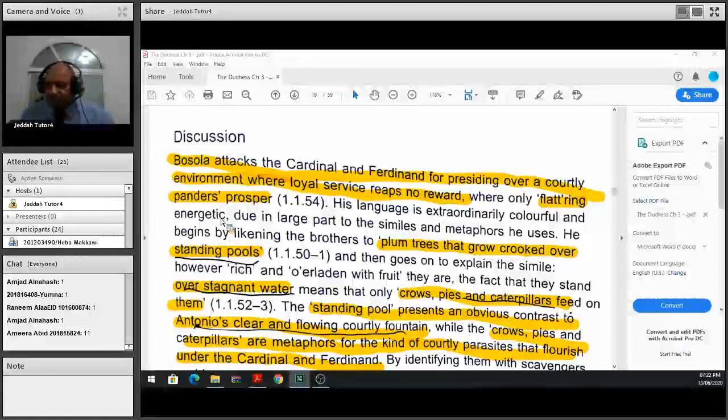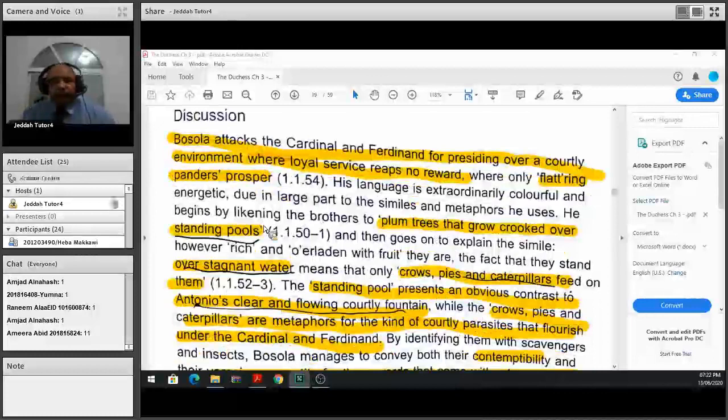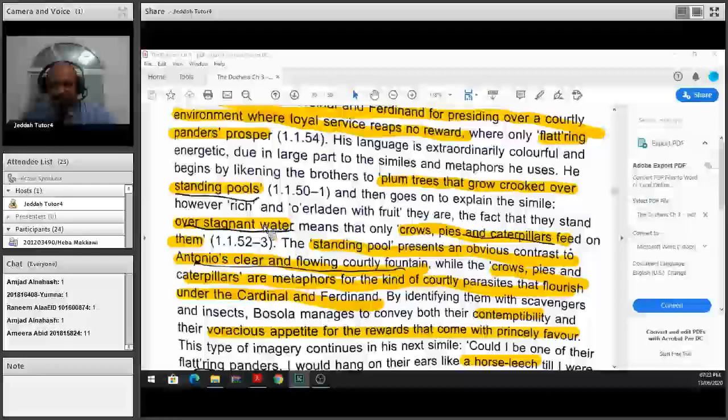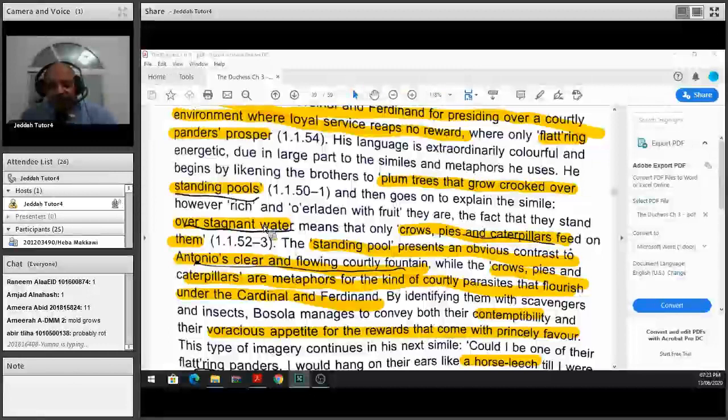And he would compare what they are doing to plum trees. You can have plum trees, which is obviously a good thing. These are trees after all, but somehow those plum trees grow crooked over standing pools. So you have a standing pool, like a pond full of water, but the water does not change. So if water does not change, what happens to it? Does it remain fresh? Does it remain drinkable? Does it remain healthy? No, it doesn't.